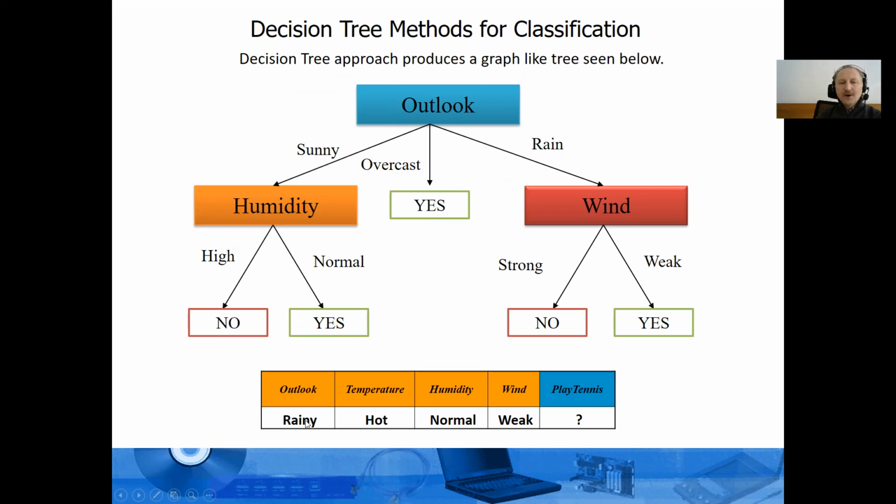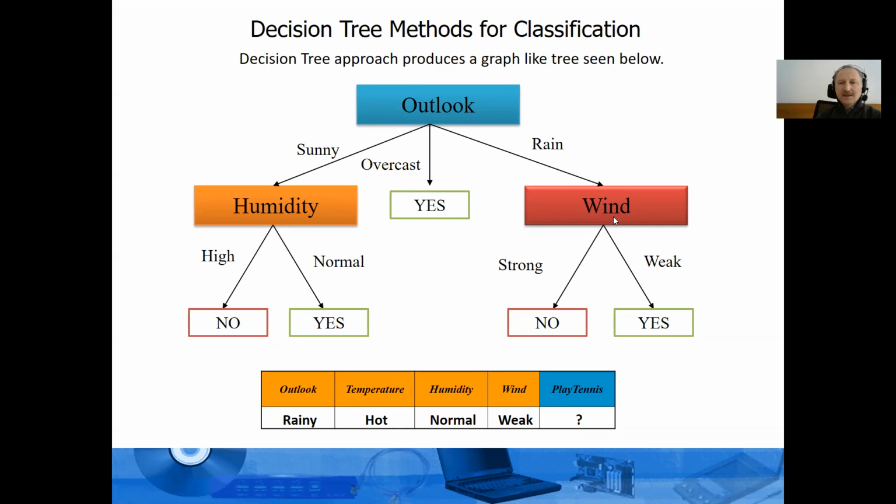For example, if outlook is rainy, you will come to here. If it is rainy, you will follow this way, and you will check wind. If wind is weak, they will play tennis, and the answer to this question is they will play tennis. There are also temperature and humidity, but in this condition they are not important because the most important one is the outlook. That's why first you look at the outlook in your given data. After that, because it is rainy, you split into this direction.